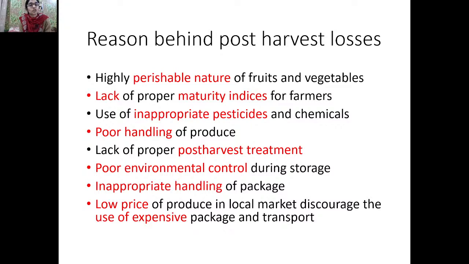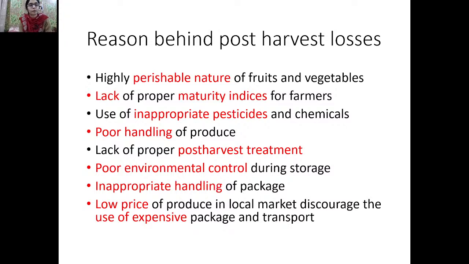Lack of proper maturity indices by the farmers. Maturity indices क्या होती हैं? They are some criteria कि when you come to know that now this crop is properly ripe, अब इसको pluck किया जाए, इसको तोड़ा जाए, इसको harvest किया जाए. अगर हम किसी भी fruit या vegetable को unripe या overripe harvest करते हैं तो वो उसकी processing जो aspects हैं उसको affect करता है. So one must understand about the maturity indices, then only we should go for the harvesting.